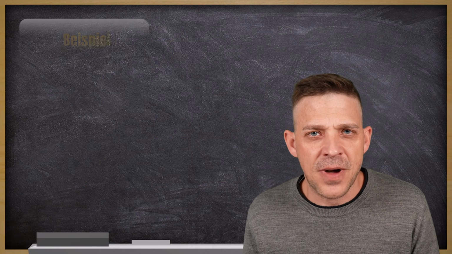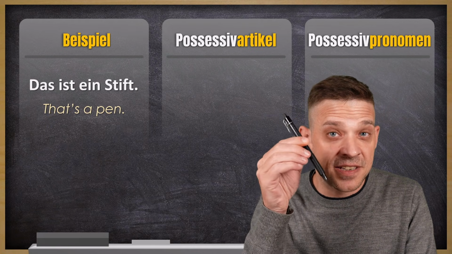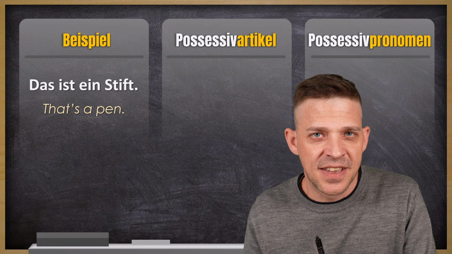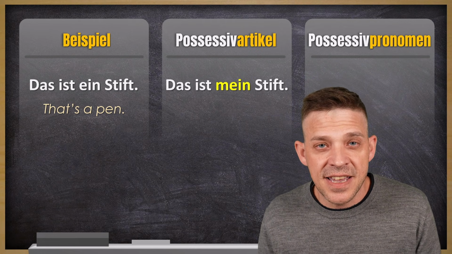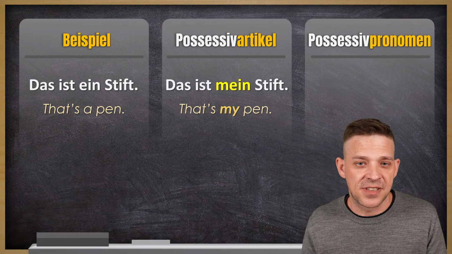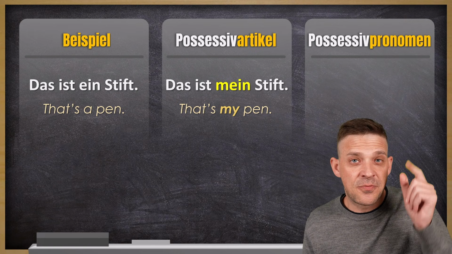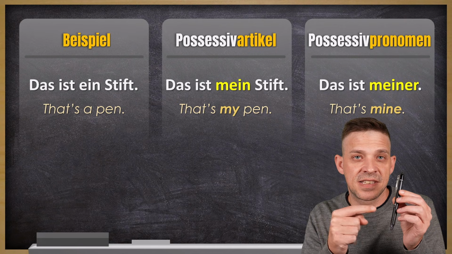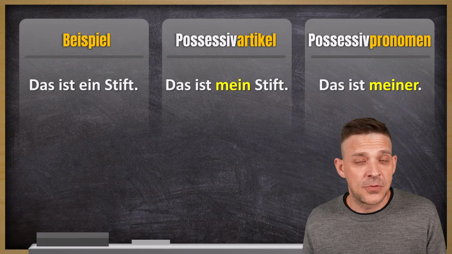Machen wir ein einfaches Beispiel, a simple example. Was ist das? Das ist ein Stift. That's a pen. Now I want to make a sentence with this pen using a possessive article. Then I can say, das ist mein Stift. That's my pen. And now we want to make a sentence using a possessive pronomen. And it would look like this. Das ist meiner. That's mine.